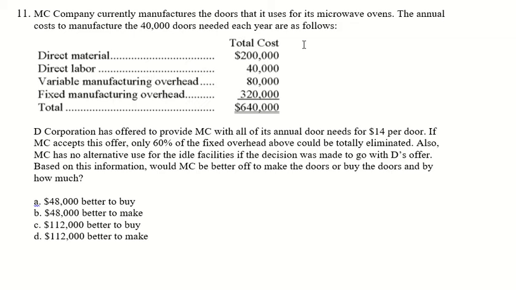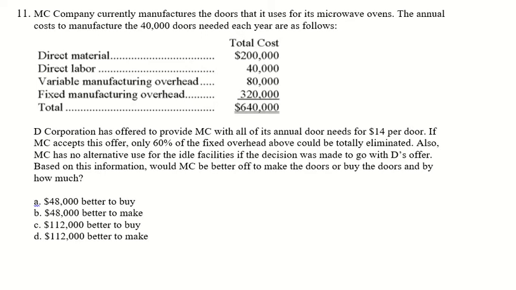So MC Company currently manufactures the door that it uses for its microwave ovens. Annual costs to manufacture the 40,000 doors needed each year are as follows. So this is the total for 40,000 doors. These are our units, and this is the total. And I could divide by that 40,000 to get it on a per unit basis if I needed to. D Corporation has offered to provide MC with all of its annual door needs. So this is an outside vendor, for $14 per door.